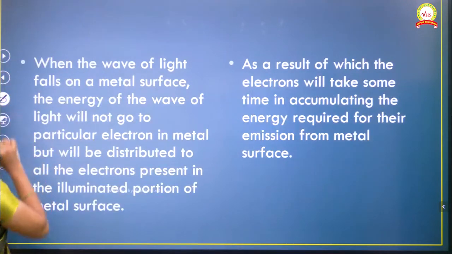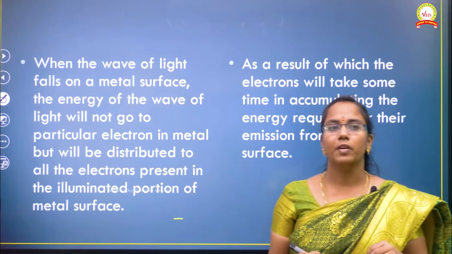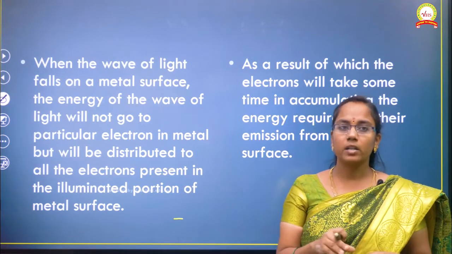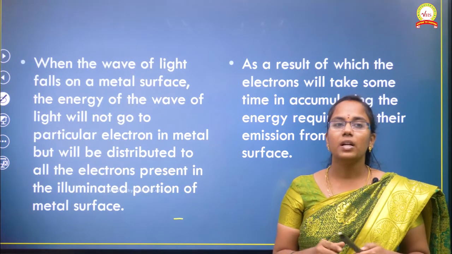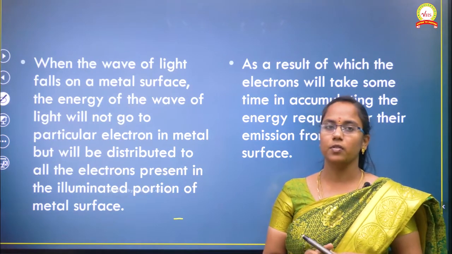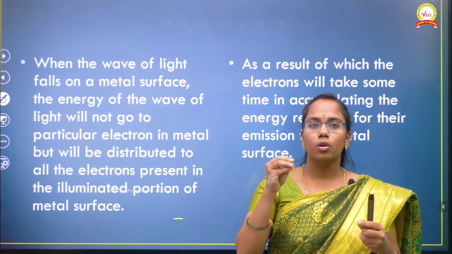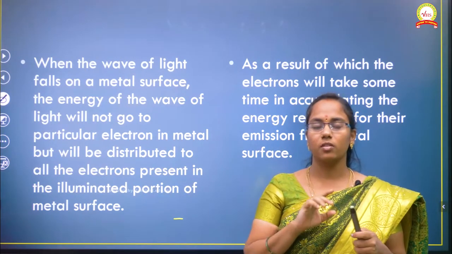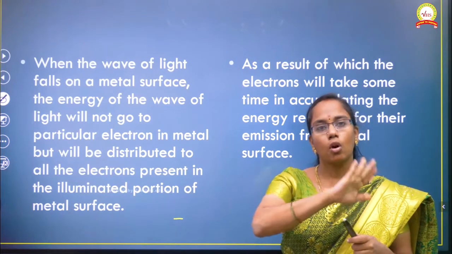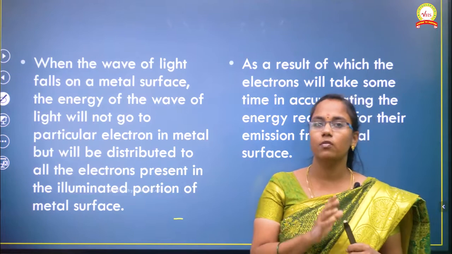Then the next thing is, when the wave of light falls on a metal surface, the energy of the wave of light will not go to a particular electron in the metal surface, but will be distributed to all the electrons present in the illuminated portion of the metal surface. Light is a waveform, it is moving, so because it is a waveform, it will not give its energy to a particular electron. Throughout the metal surface, it will be sending its energy. That's the concept given by wave theory.